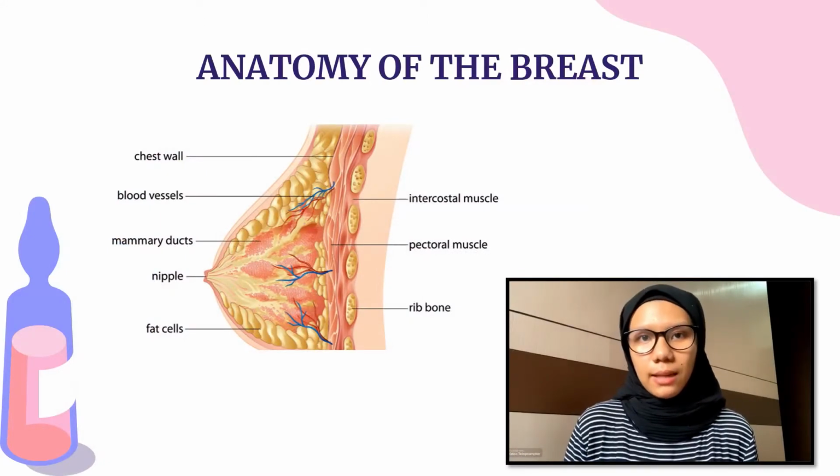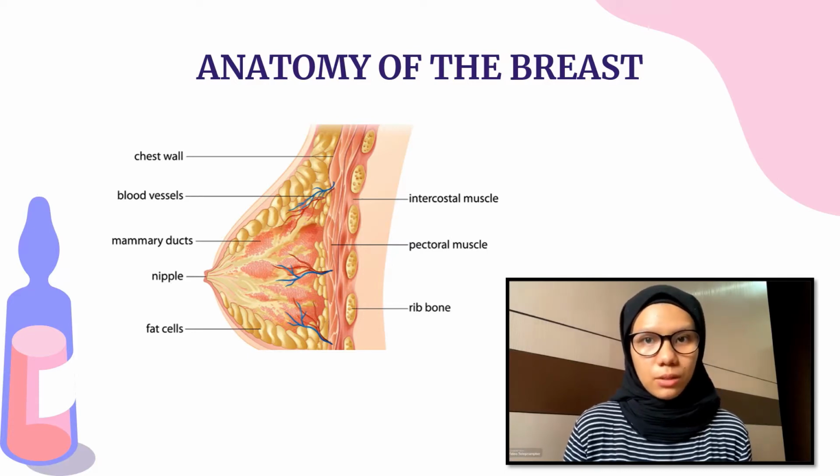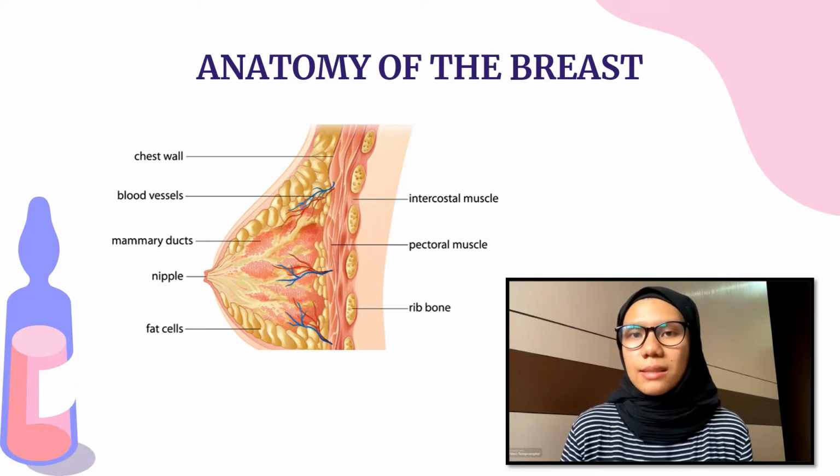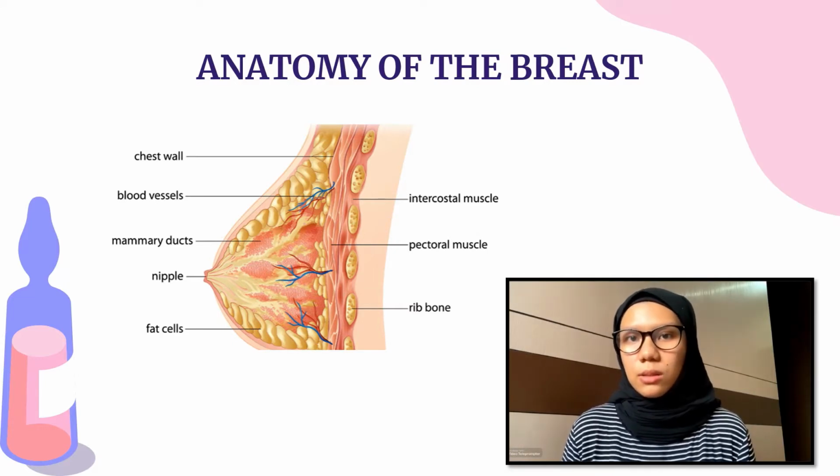This is the anatomy of the breast. Women's breasts are made up of specialized tissue that produces milk, called the glandular tissue, as well as a large amount of fatty tissue which determines the size of the breast. As for the milk-producing part, the breast is organized into 15 to 20 sections called lobes. Within each lobe, there are smaller structures called lobules, which are the site of milk production.